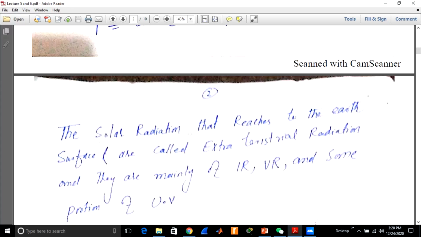The sun radiates all types of rays, but the rays that come to the earth contain three portions, majorly visible, infrared, and some portion of ultraviolet.